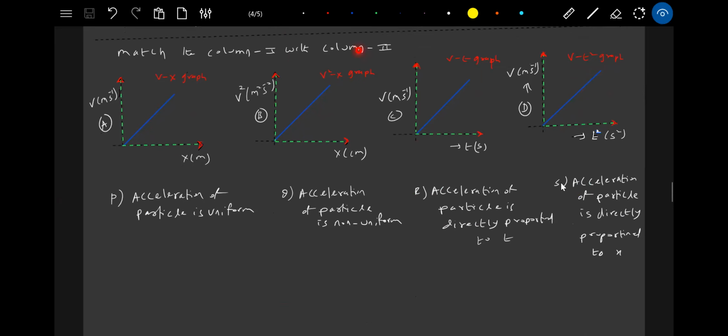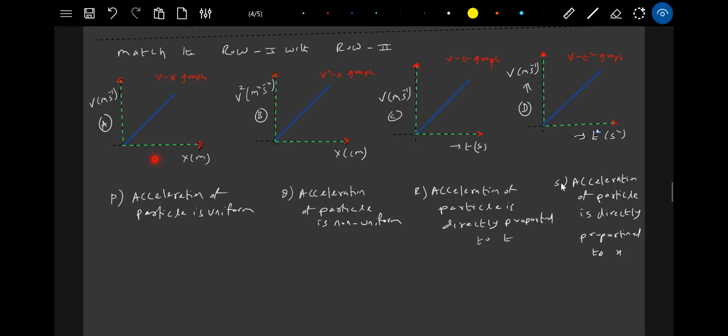Match column 1 with column 2. Here, okay, these are the first, or match row 1 with row 2. Anything you can write it here. This is row 1, and this is row 2. Okay, fine. Now we have to match it here. What can be matching, how can we do it?